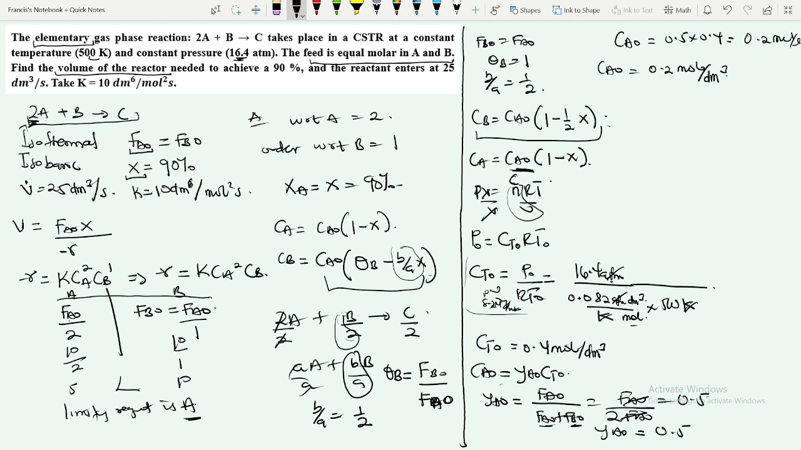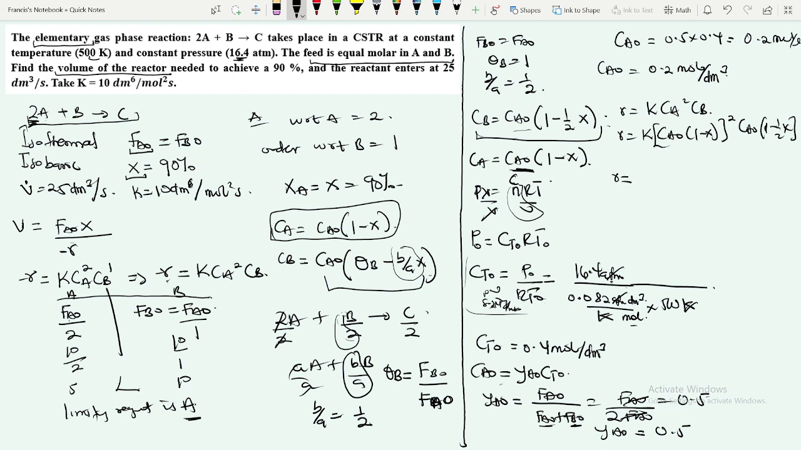So now we have our initial concentration. The next thing to do is substitute everything into the rate equation. The rate equation is k CA squared CB. Now we know CA is CA naught times (1 minus x), so you substitute k CA naught (1 minus x) everything squared times CB. CB is CA naught (1 minus half x). When you evaluate, R is equal to k CA naught squared multiplying (1 minus x) squared, everything multiplying CA naught (1 minus half x).